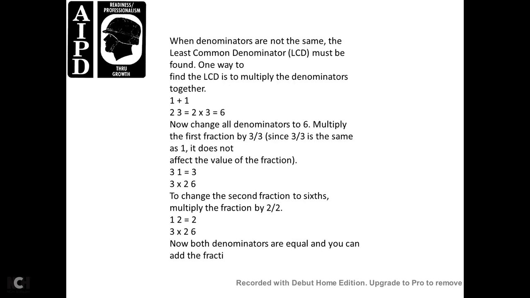When the denominators are not the same, the least common denominator must be found. One way of finding the least common denominator: all the denominators, for the 6, is multiplied by the first fraction, 3 by 3. The 3 by 3 is the same as 1, so it does not affect the value of the fraction. Same with the second fraction: if you multiply the fraction by 2 by 2, both denominators are equal, then you can add the fractions.